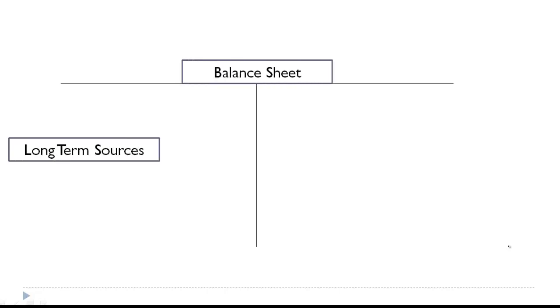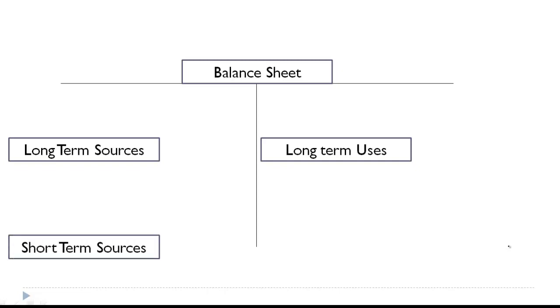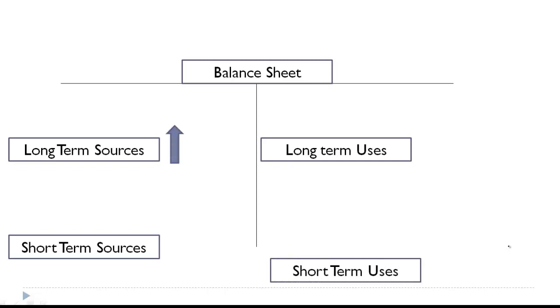Let's understand in a better way. Look at this balance sheet. Balance sheet will have long-term sources, long-term uses: long-term sources on liability, long-term uses on asset, and short-term sources and short-term uses. If the long-term source increases, it means fresh funds have come in, so it is an inflow. Similarly, if the long-term uses decrease, it means some big assets have gone out or been sold off, so you are going to get money, so it's an inflow.